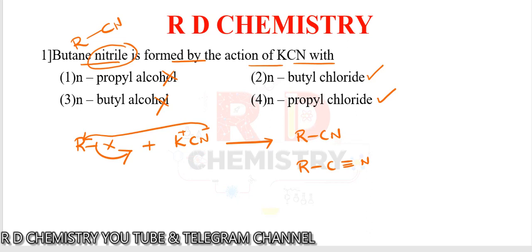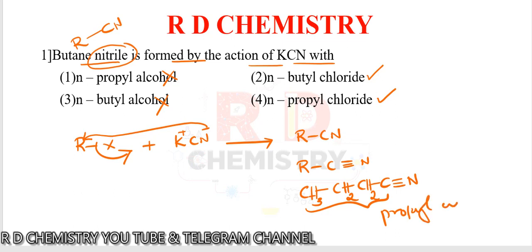Now it should be butane nitrile. But how many carbon atoms? 4. 1, 2, 3, 4. Butane nitrile, nitrogen, with the triple bond. It should be CH3, CH2, CH2CN. Correct? So this is butane nitrile, or this can also be called propyl cyanide. Propyl cyanide. So, what is the corresponding alkyl halide?